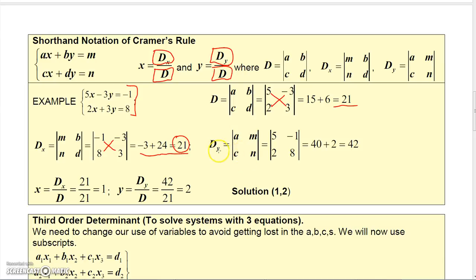And then to get dy, I take 5, 2, which is the coefficient of x, and then this column is going to be the constants, negative 1, 8, and then I multiply here and subtract this product, so I get 40 minus negative 2, which is 40 plus 2, or 42. And then using these notations up here, I get x is 21 over 21, which is 1, and y is 42 over 21, which is 2. So the solution is simply 1, 2.